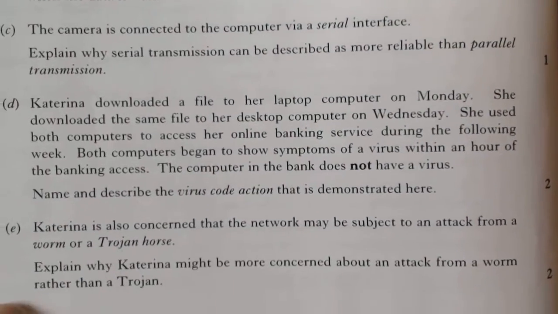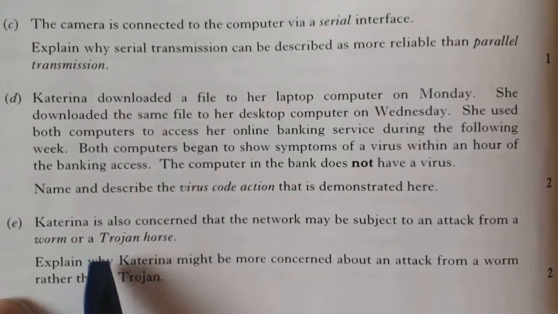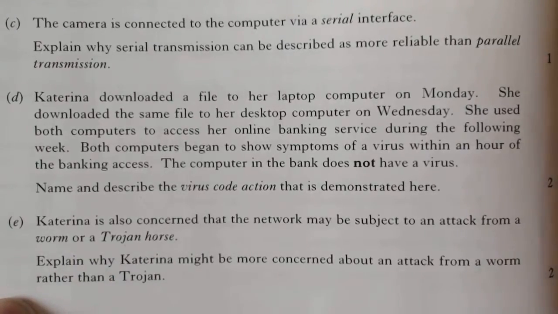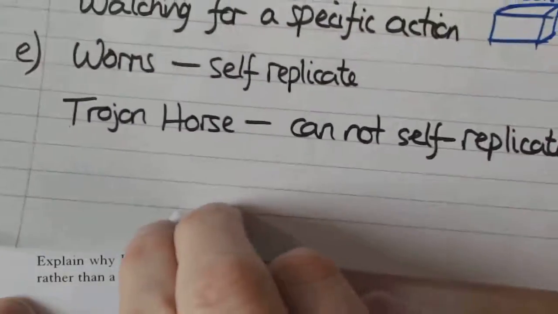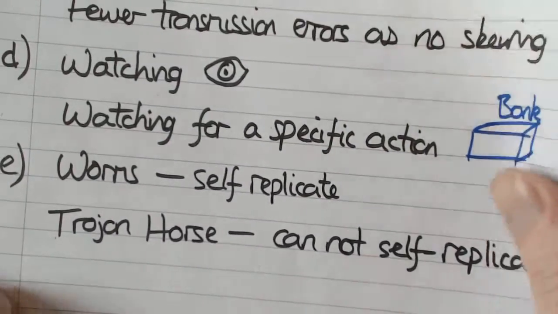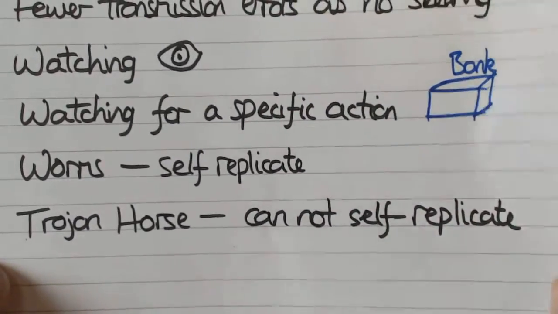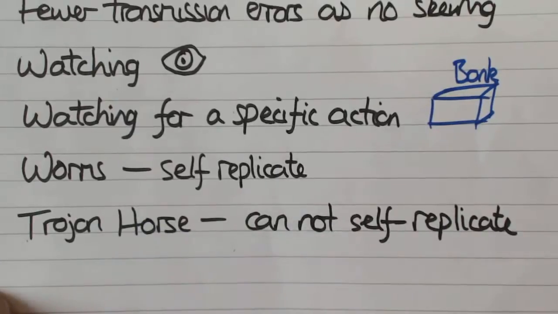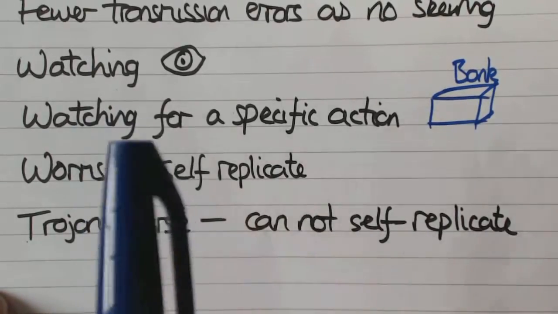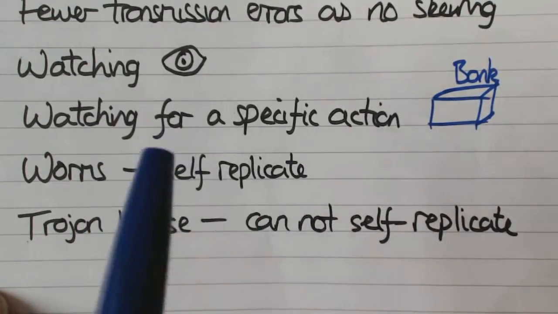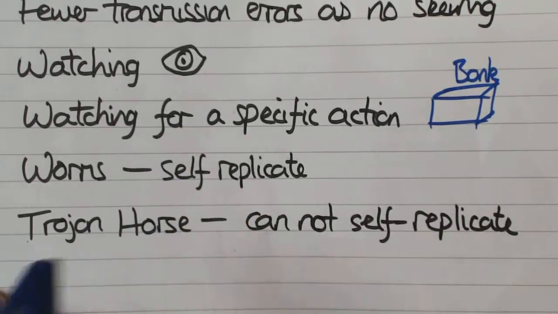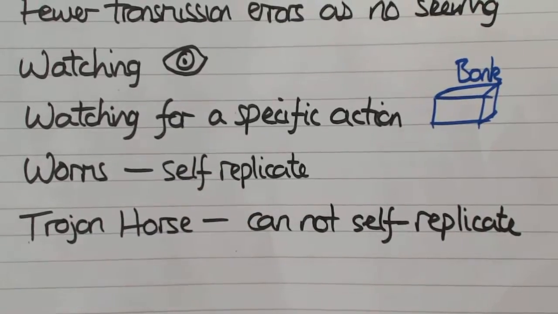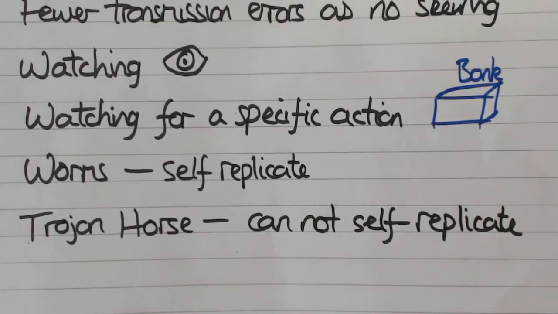And the very last part is, what's the difference between a worm and a Trojan horse? Okay, so a worm can self-replicate, okay, and your Trojan horse can't. Okay, so the worm can reproduce itself, self-replicate, but the Trojan horse can't do that. And that's question 20.